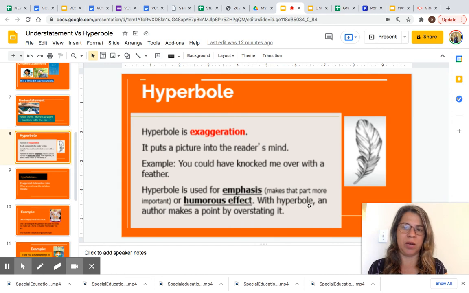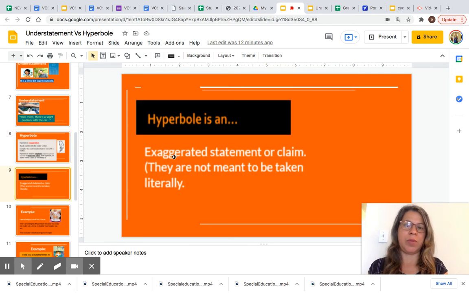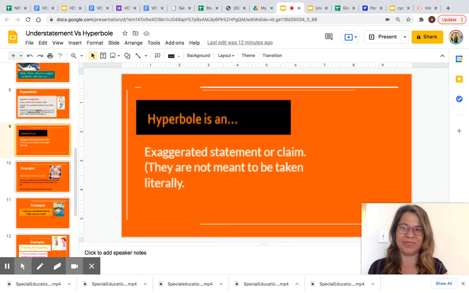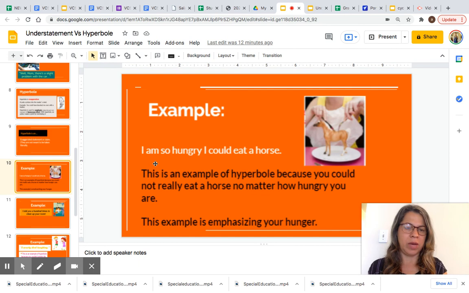With hyperbole, an author makes a point by overstating it. So in hyperbole, the author makes it seem more important, and in understatements, the author makes it seem less important. Hyperbole is an exaggerated statement or claim. They are not meant to be taken literally. Let's take a look at a few examples of hyperbole.